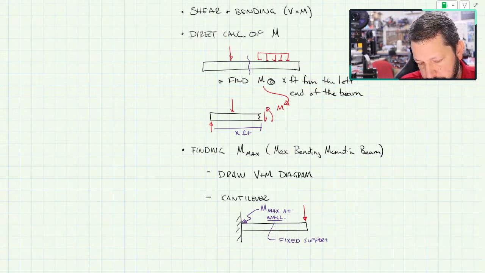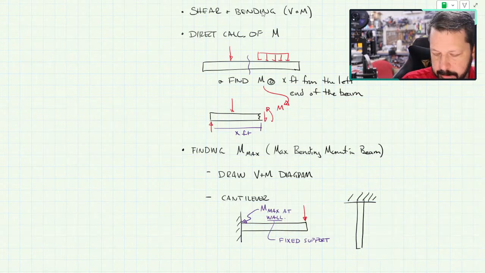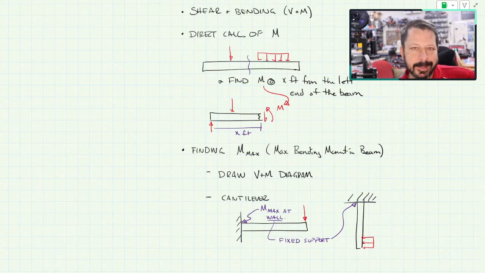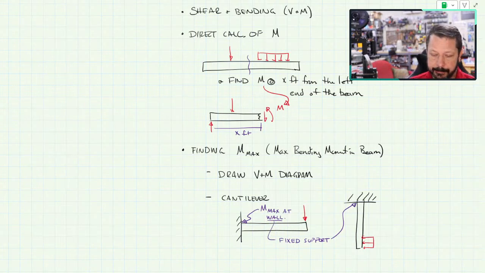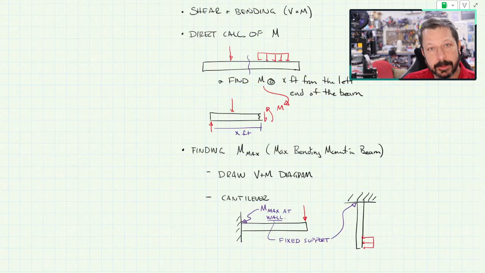Because you could have this, you know, it could be turned this way possibly, and there's some kind of load on it here. M max would still be up here at the fixed support. So it's not necessarily always a wall. It could be the floor, the ceiling, another beam that's bolted to, whatever. So it's at the fixed support. If you have a cantilever beam, that makes it much simpler. You just find the moment at the wall. You don't have to draw the whole shear and bending diagram.